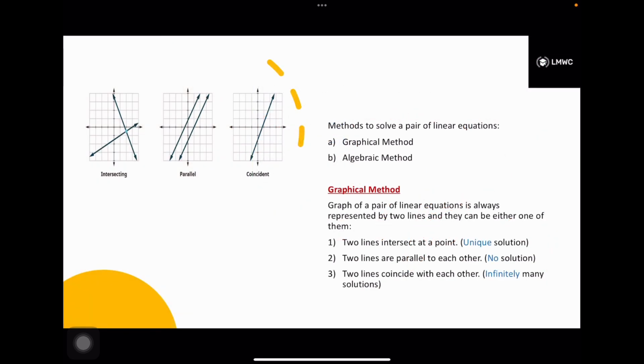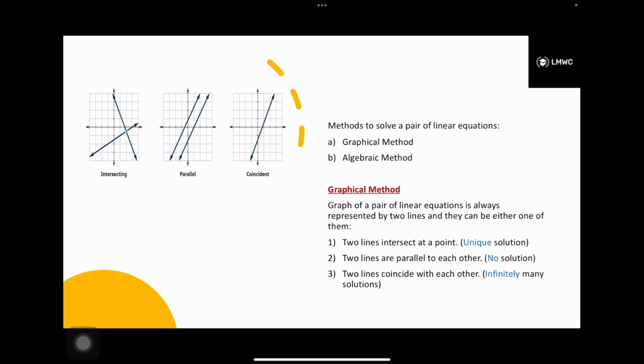So the next topic, we have methods to solve a pair of linear equations. We have two methods, and they are the graphical method and the algebraic method. In the graphical method, we are going to plot the pair of linear equations on a graph, and we are going to see three ways to represent the pair of linear equations on a graph. Based on the formation of the graph, we are going to determine the number of solutions of that particular pair of linear equations.